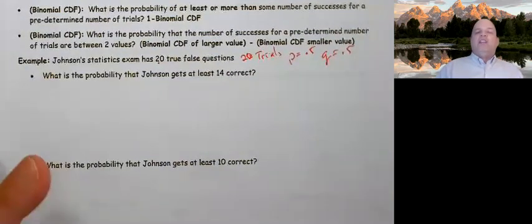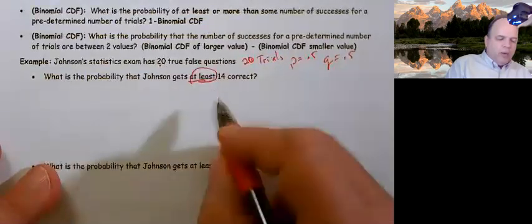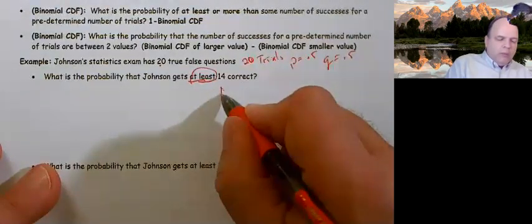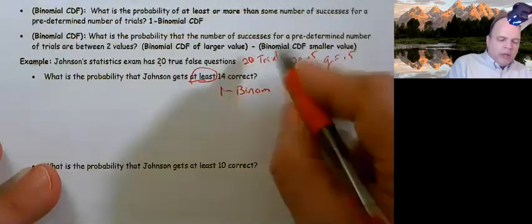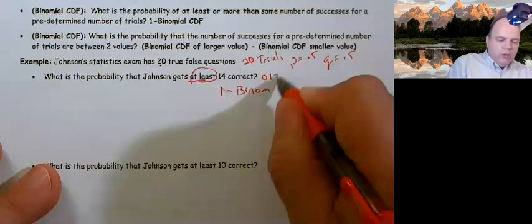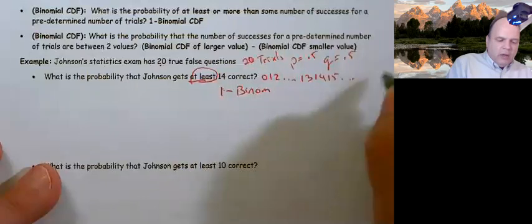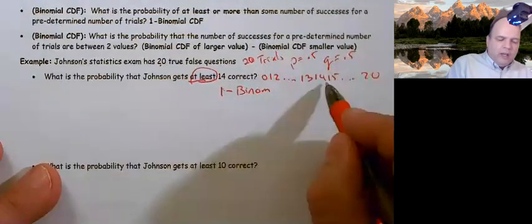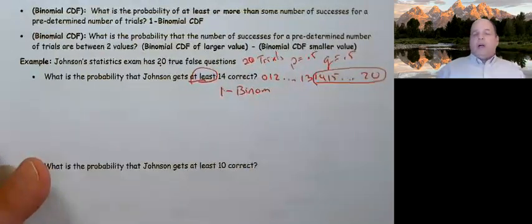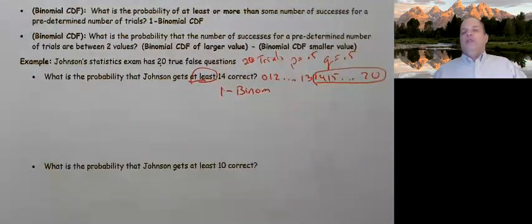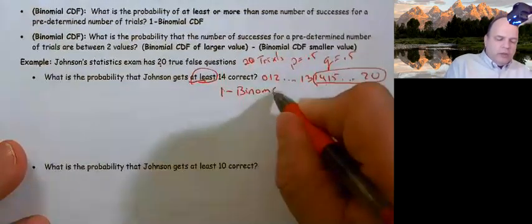What's the probability that he gets at least 14 correct? At least always tells us we have the 1 minus situation. So 1 minus the binom. Now I'm going to make my number line: 0, 1, 2, dot, dot, dot, 1 below, 1 above, dot, dot, dot, 20. At least 14 means I want values 14 to 20. So I have multiple values, so this makes it a CDF.